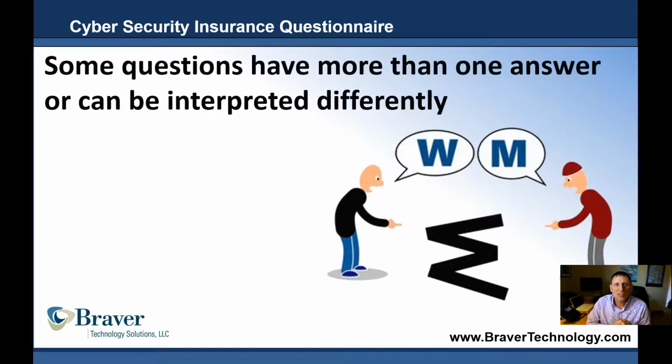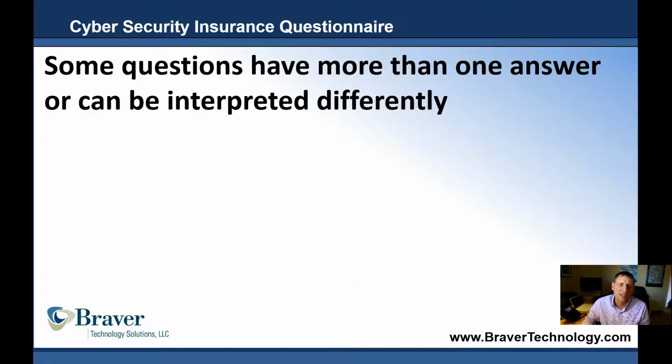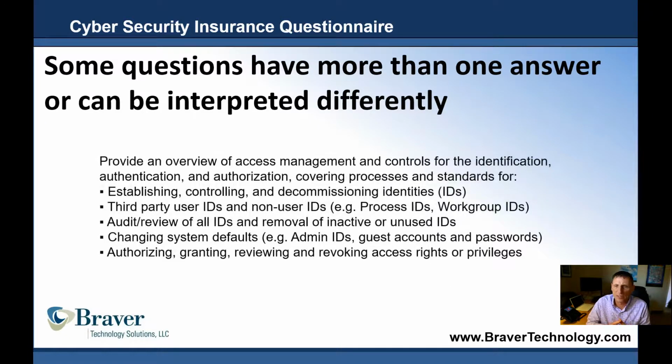All right. Some questions are going to have more than one answer or can be interpreted differently. There's a lot of questions in there that look like they weren't even written by IT people. They don't necessarily make a lot of sense or they're just run-on sentences. So here's an existing one that's just a bunch of stuff on the paper. So basically what we're going to do is answer the question. What do you do with a question like this? There's so much stuff in here.